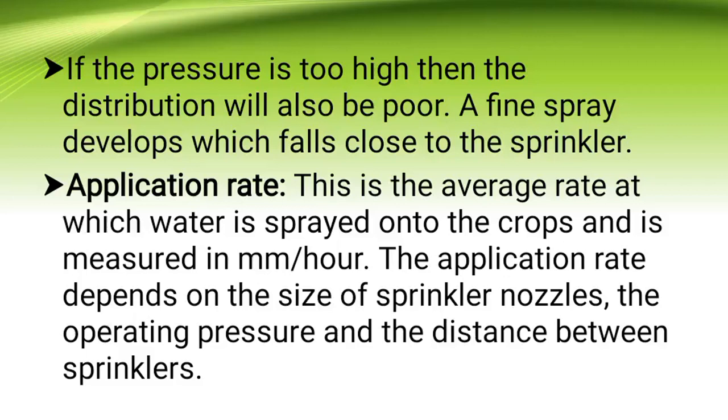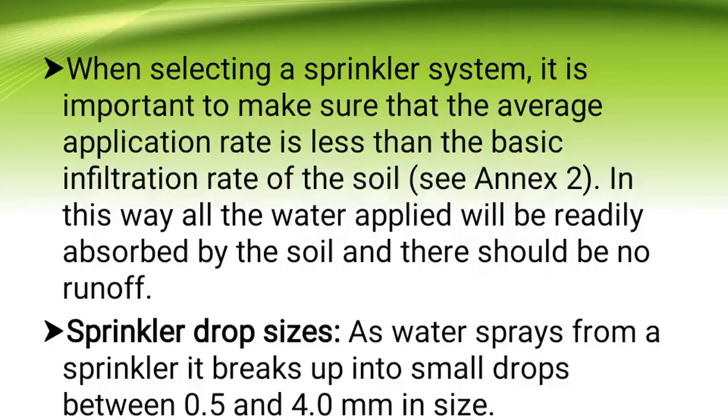Application rate. This is the average rate at which water is sprayed onto the crops and is measured in millimeters per hour. The application rate depends on the size of the sprinkler nozzles, the operating pressure, and the distance between sprinklers. When selecting a sprinkler system, it is important to make sure that the average application rate is less than the basic infiltration rate of the soil. In this way, all the water applied will be readily absorbed by the soil and there should be no runoff.